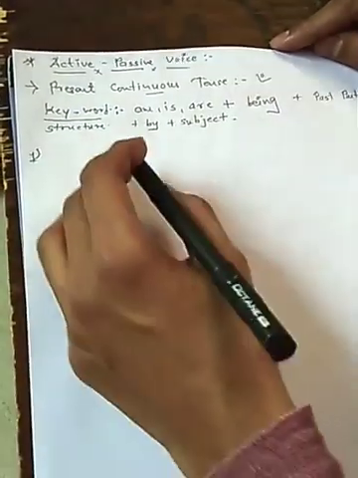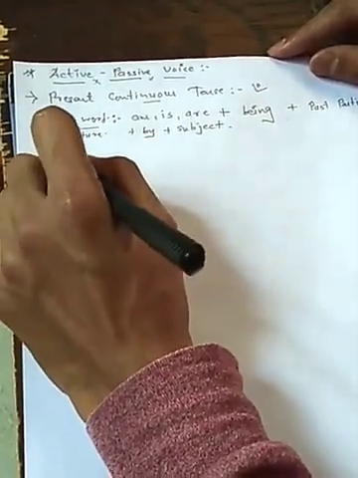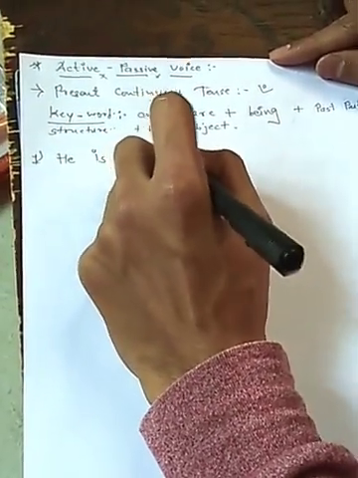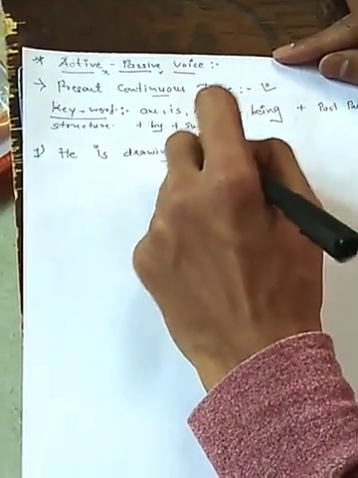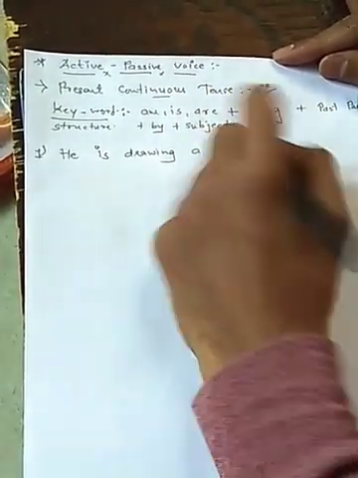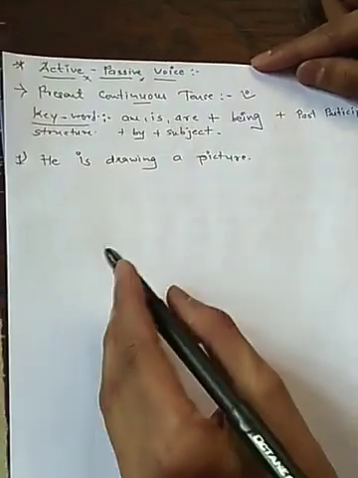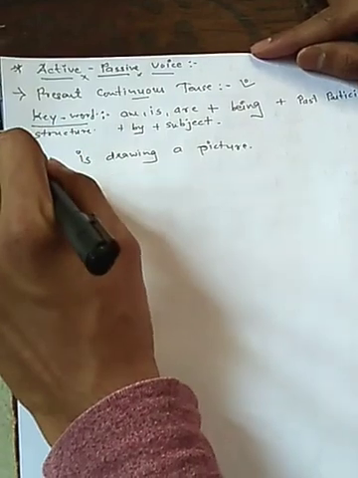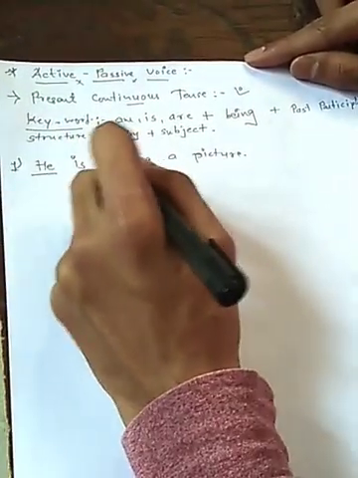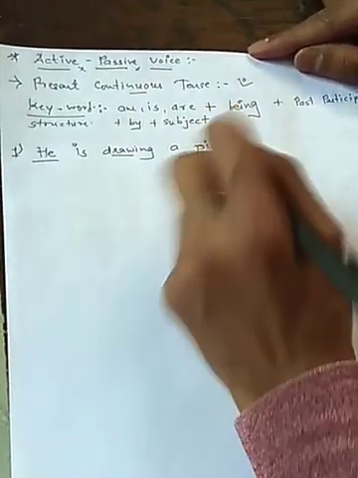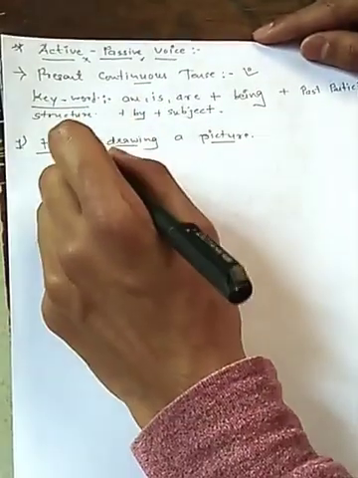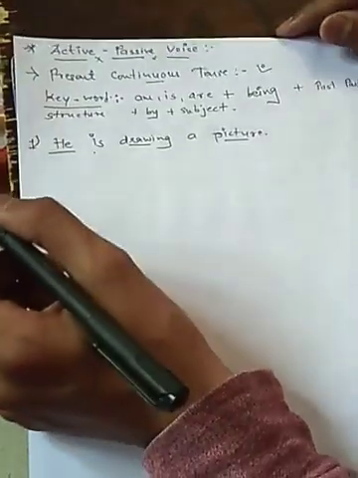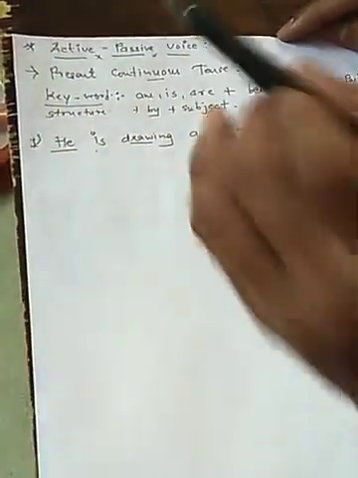Example number 1. He is drawing a picture. So here, as I have told you, firstly you have to identify subject, verb and object. Subject is he, verb is to draw, picture is the object. At the same time, you also know that this is of the present continuous tense. Now whenever present continuous tense is there, we have to follow this structure.